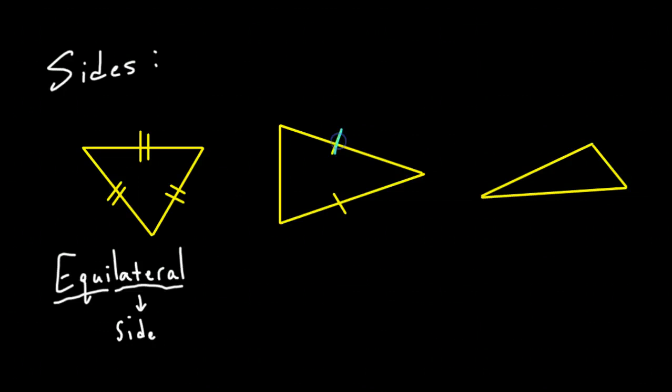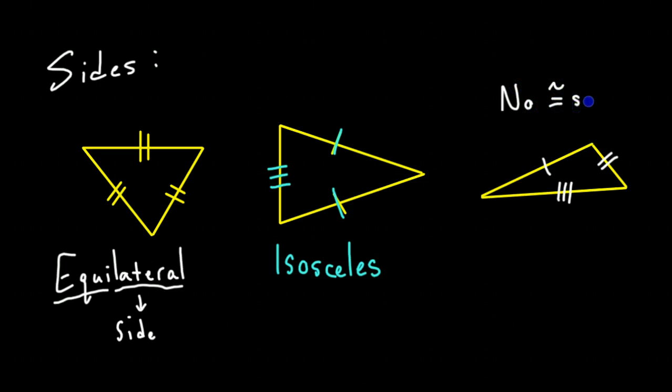Next one we've got two congruent sides, not all three. We're going to call that an isosceles triangle. And the last one, where we've got no congruent sides, none of the sides match up. So no congruent sides. We're going to call that a scalene triangle.